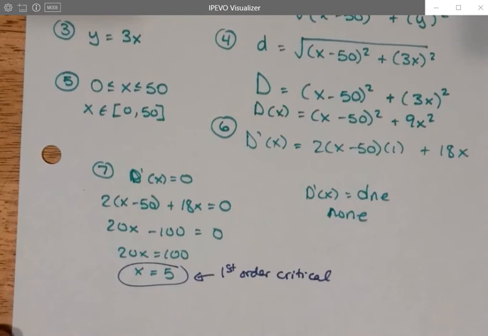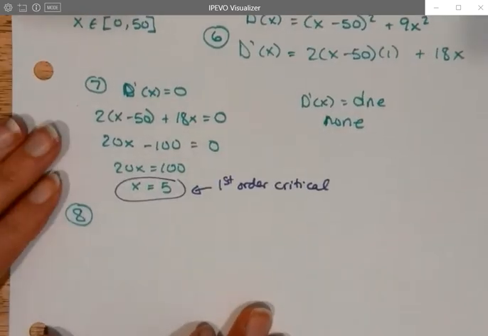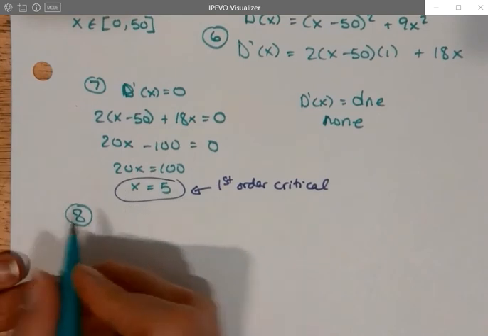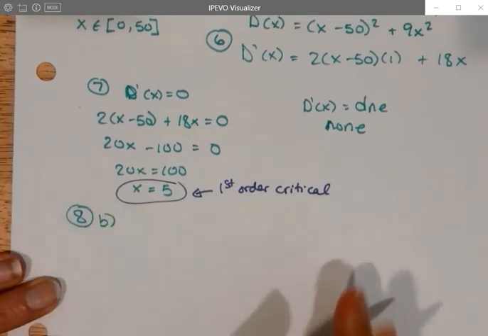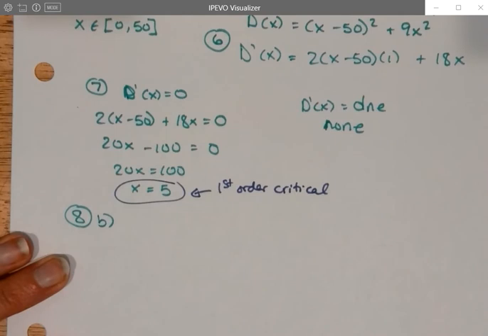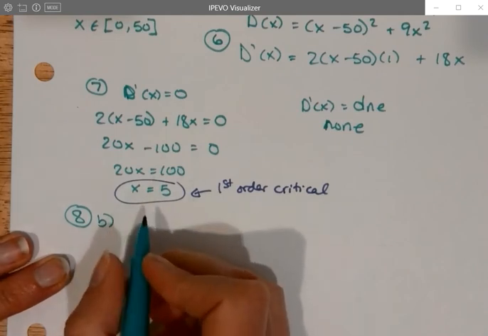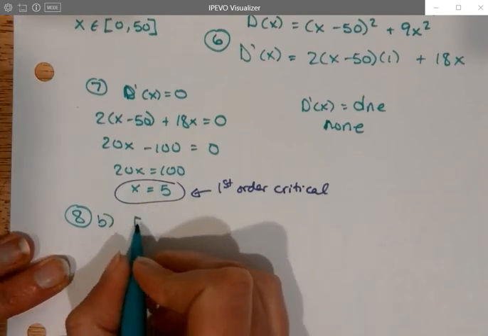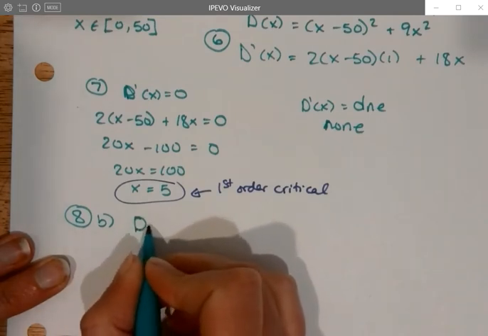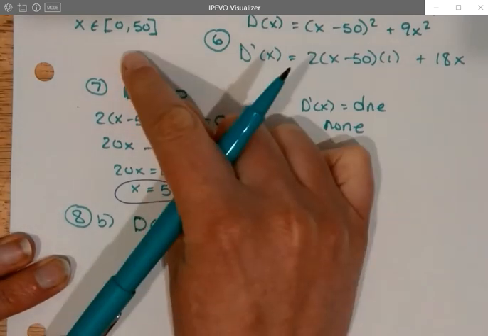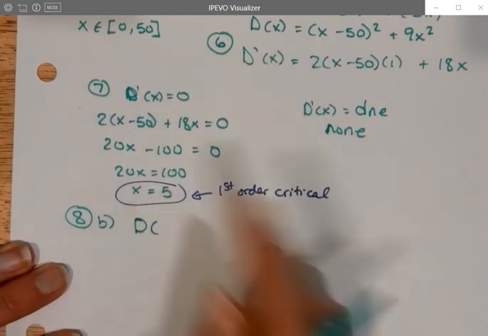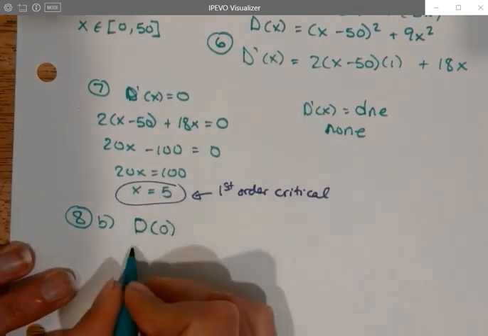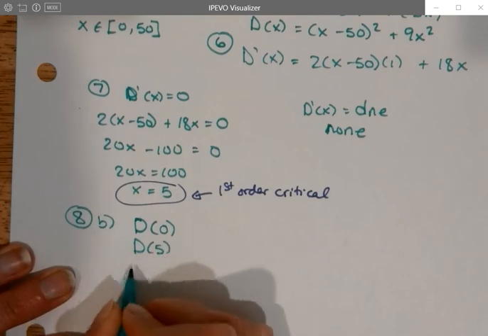And then step 8, we get to use any of the tests. Last time I think we used the second derivative test, so just to vary it up and see how all the tests work, we're going to use the test for absolute extrema. So this is part B, the test for absolute extrema. Remember that test from the very first section in this chapter. We're going to evaluate the original function, which is called d here, so d of x at the two endpoints of our interval and at our critical value. So we're going to do d of 0, d of 5, and d of 50.